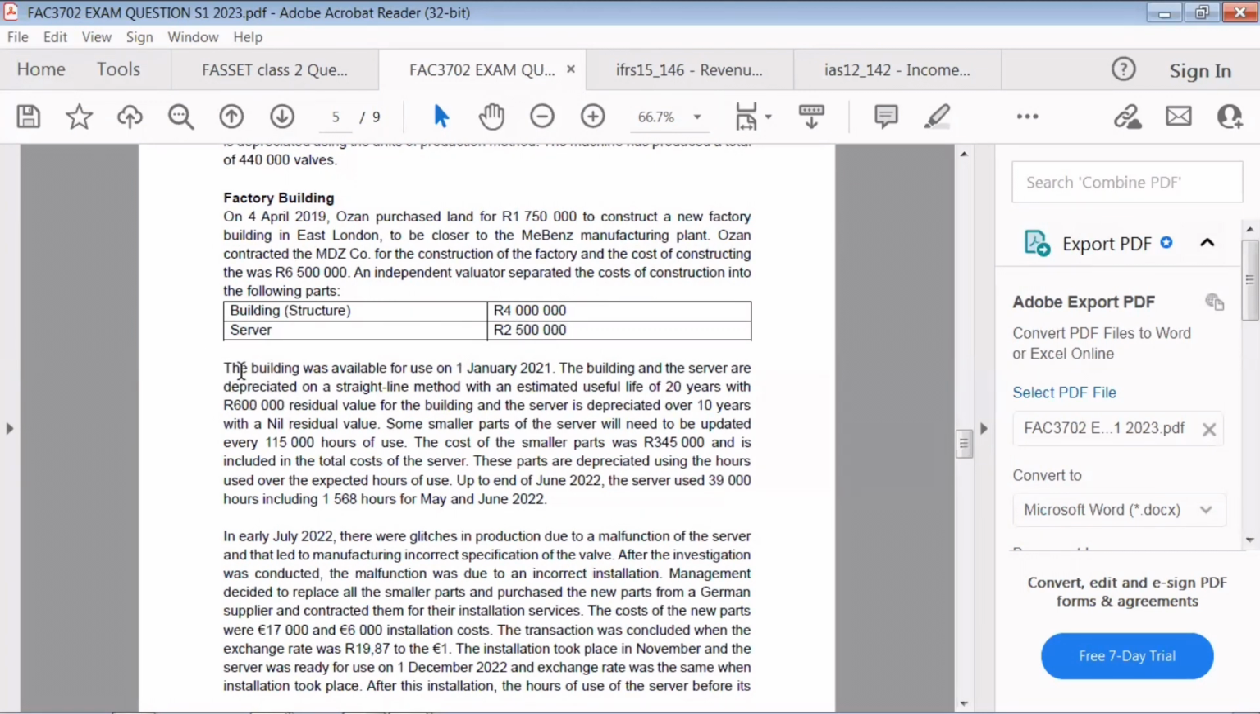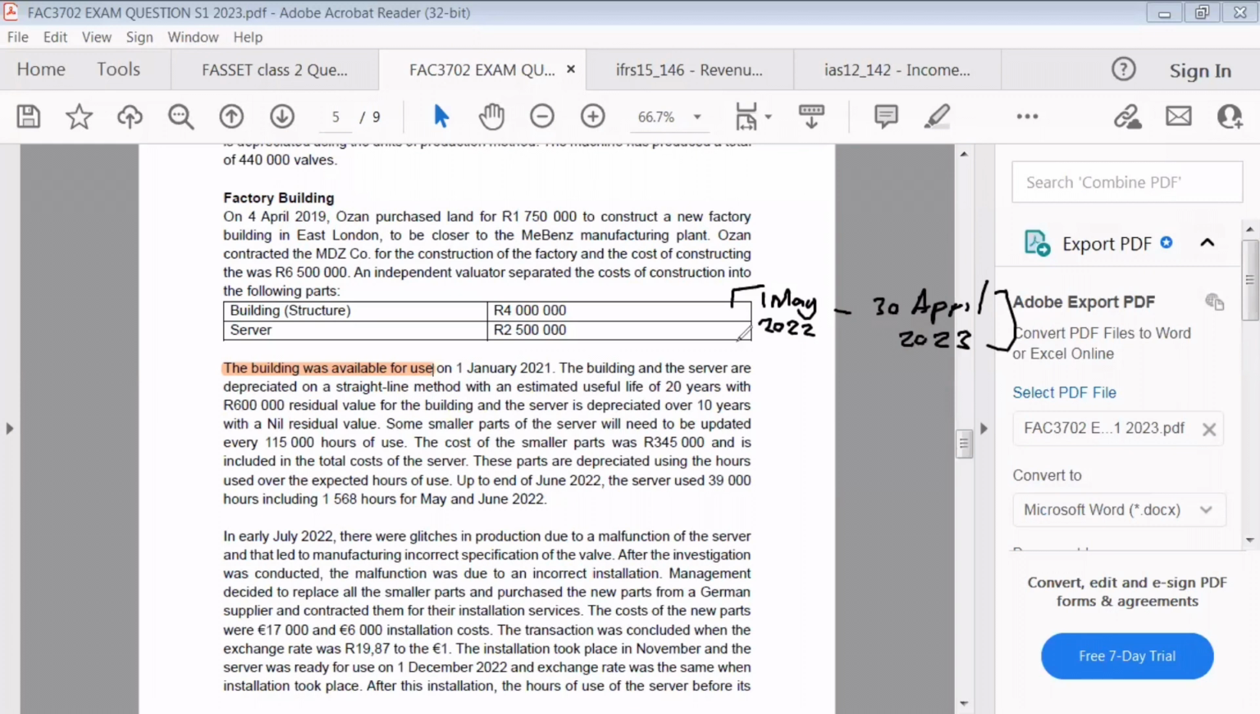Then they are saying the building was available for use on 1 Jan 2021. So you know this. That's for accounting purposes. By the way, what is my time frame? Okay, it's 1 May 2022 to 30 April 2023. So we bought this in January 2021.